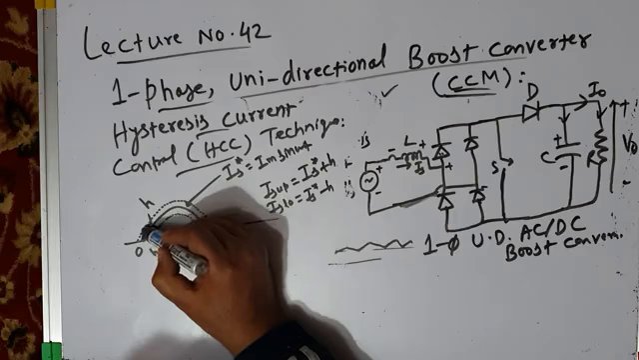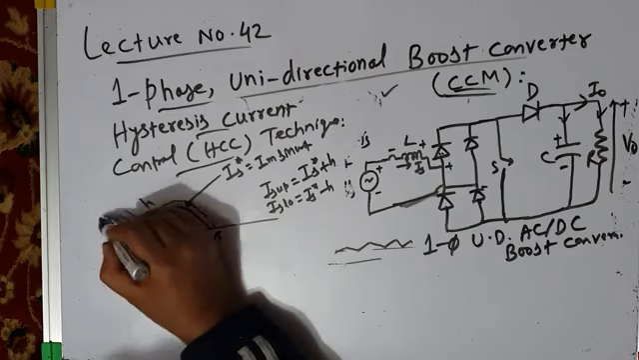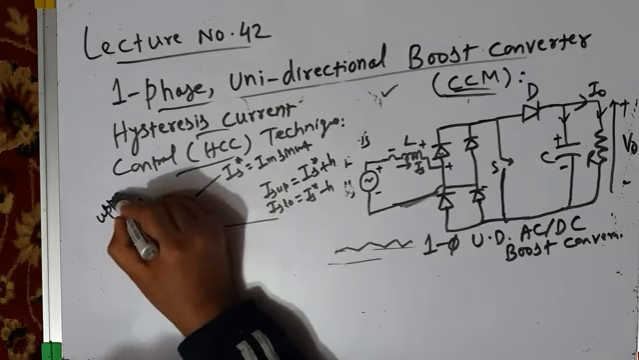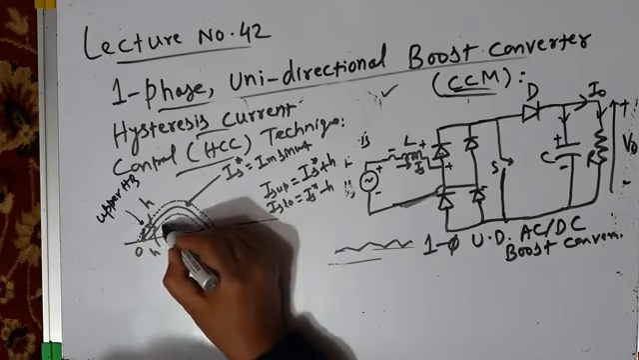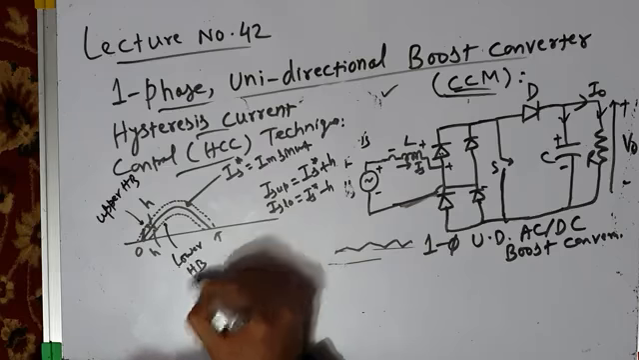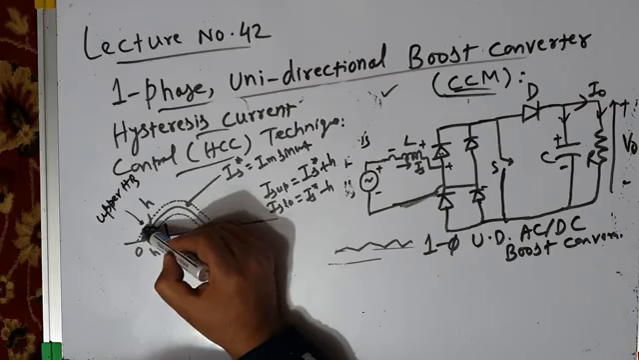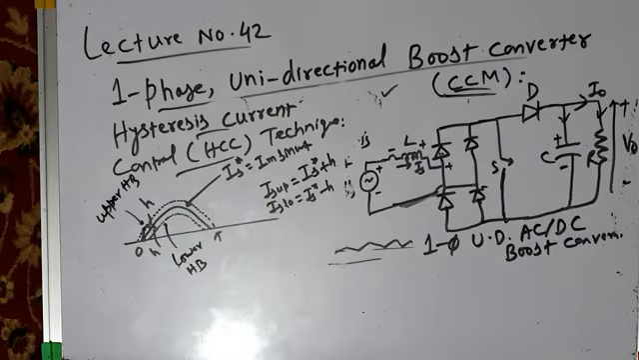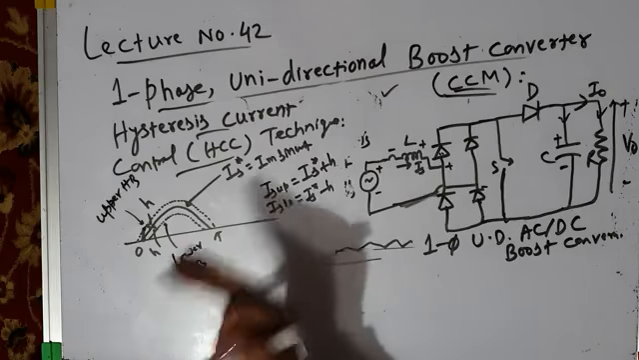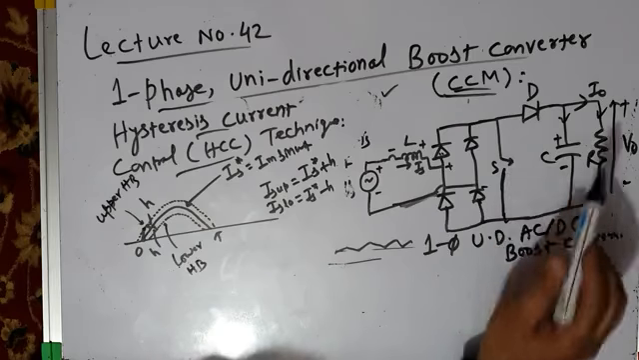But as soon as it touches the upper band, this is called the upper hysteresis band. I will write here upper hysteresis band. और ये जो है ये lower hysteresis band है. Upper hysteresis band is equal to IS star plus H. As soon as it reaches IS star plus H, your control logic circuit will withdraw the control pulse from the gate of this device, and the device automatically turns off.